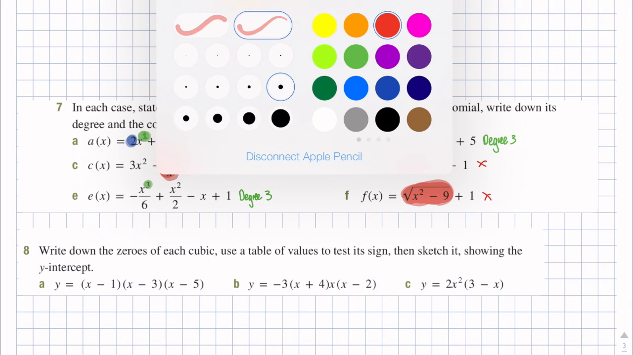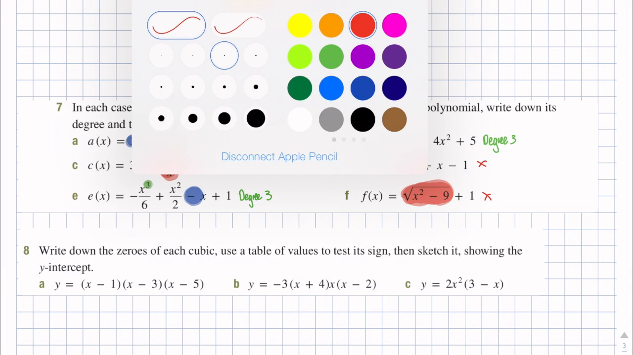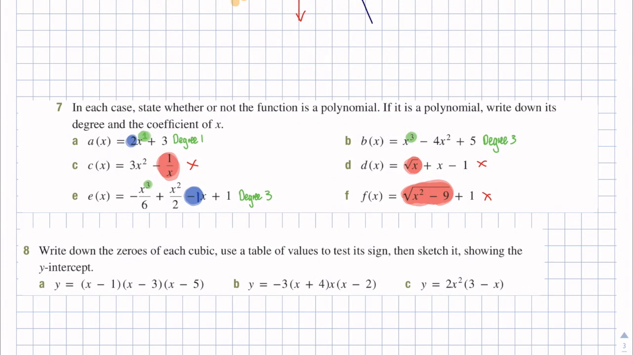Now we're going through looking for the coefficient of the x. What do we do when there's no number there? What's hiding there? 1. Here, there just isn't one. So here, the coefficient is 2. Here the coefficient is -1. Here the coefficient, is there any x term? No, there's not, so it's 0. And the others are not polynomials, hooray.